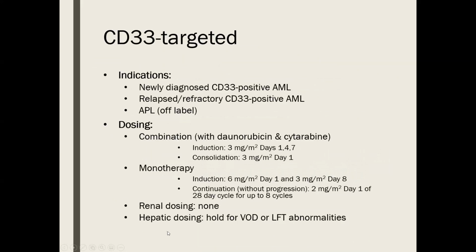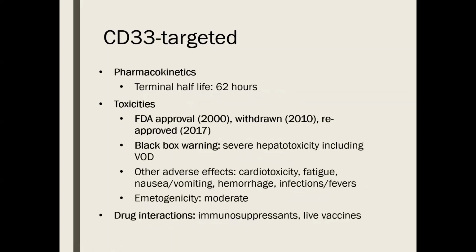FDA-approved indications currently include newly diagnosed CD33-positive AML, relapsed refractory CD33-positive AML, as well as we use it for acute promyelocytic leukemia as well. The dosing is included here for your typical indications, for combination with 7 and 3 or as monotherapy as well. And then something particularly notable here is hepatic dosing, so you want to hold that for LFT abnormalities, and we'll talk a little bit about the VOD risk here in a moment. I've included the pharmacokinetic half-life just for your reference.